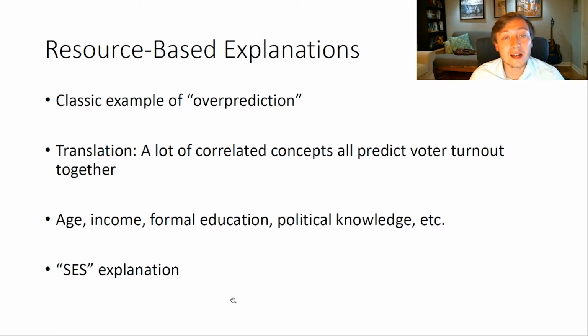But all of these things are wrapped up together in this kind of single bundle. If you think about these ideal types, like an ideal typical person who's 68 years old, high income, has a lot of formal education, and knows a lot about politics. That's your constant voter, they don't miss a single election.